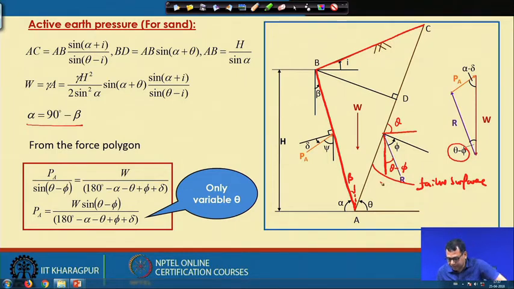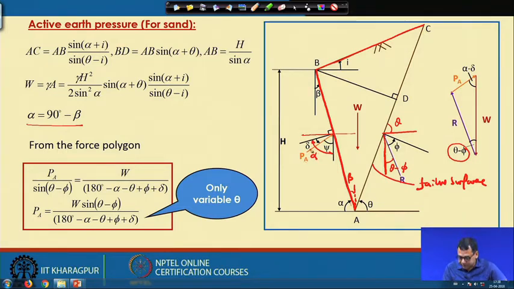So now another force is the PA, the active earth pressure. PA is making an angle delta minus alpha with the vertical. Okay? If you draw this line, this is also alpha. So this angle is 90 degrees, and this total one is also alpha. Okay? So this angle is alpha and this one is 90 degrees. So you can write this total one is also alpha.